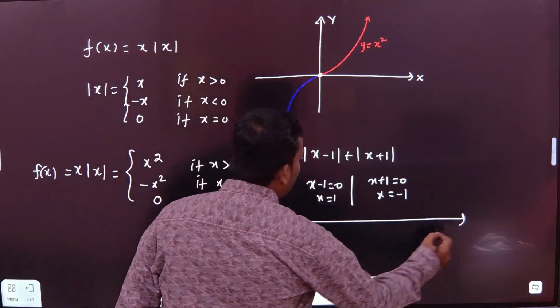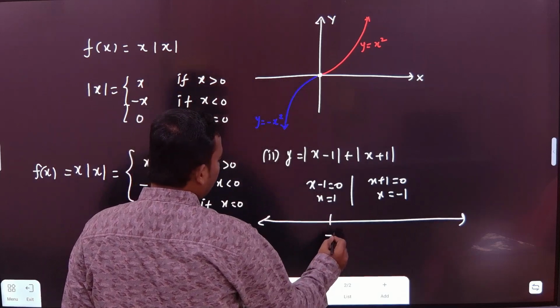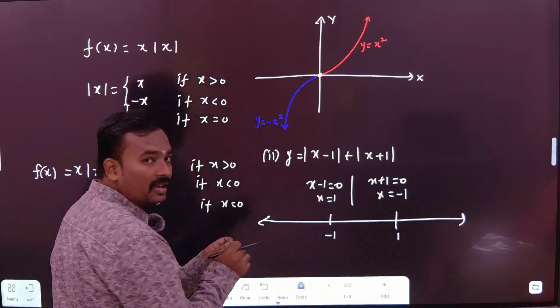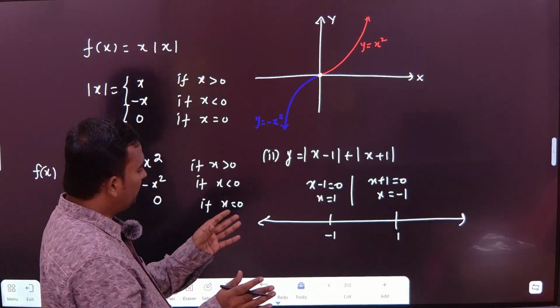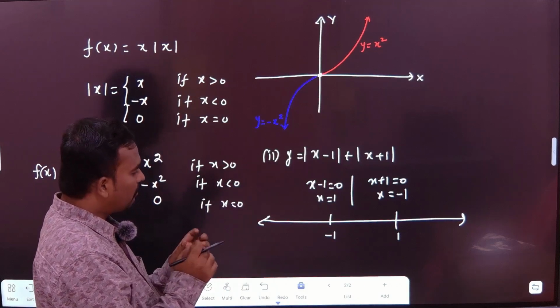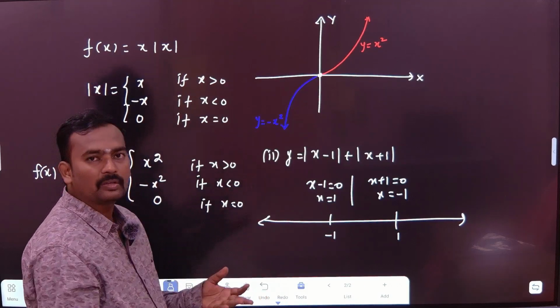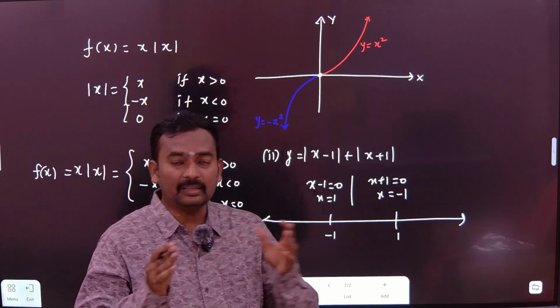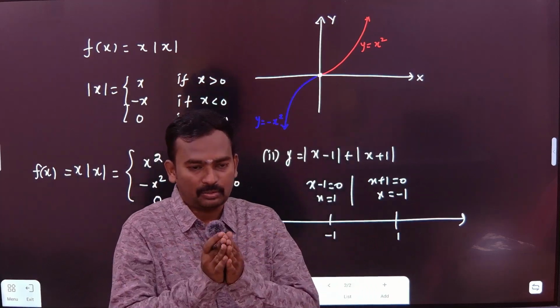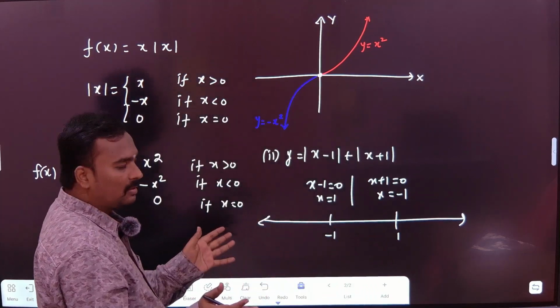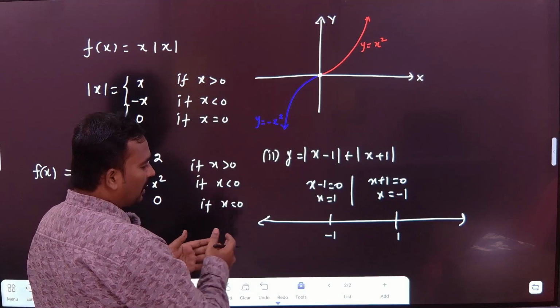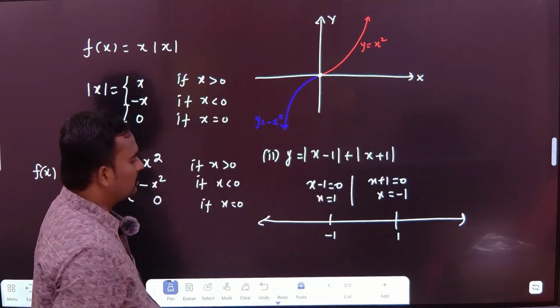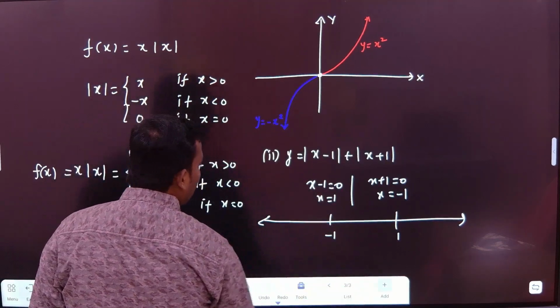Just fill it on the number line. So minus 1 here and plus 1. You have to write in ascending order, right? Okay, if you take x less than minus 1, minus 1 to 1, and more than 1, that means you are breaking the whole real number line into 3 intervals: less than minus 1, minus 1 to 1, and more than 1. Let me take another page.